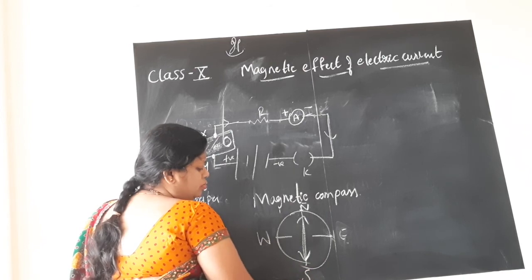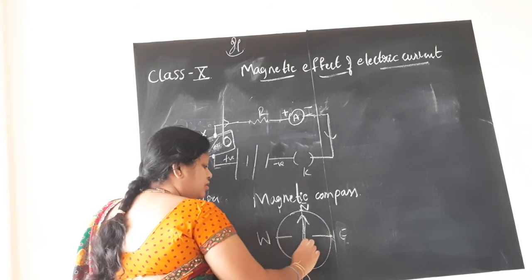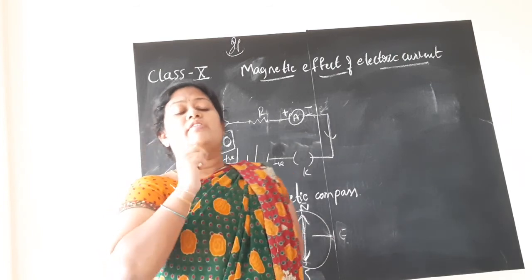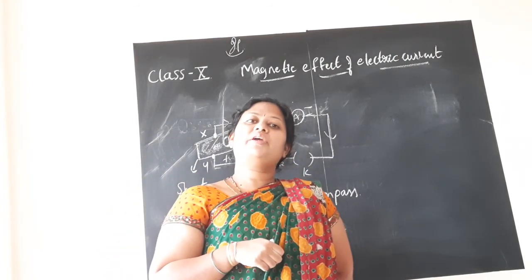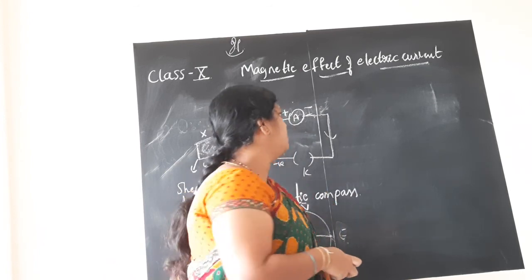So north and south pole. It will always show the north and south pole. Why is it showing only north and south pole and why not east and west? It is because we studied the concept of the bar magnet.